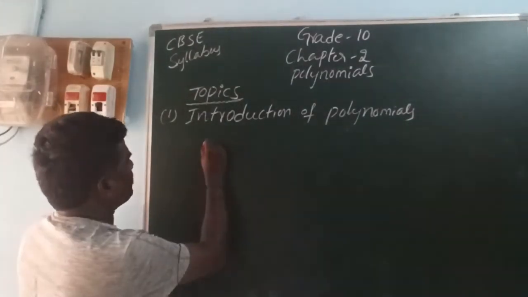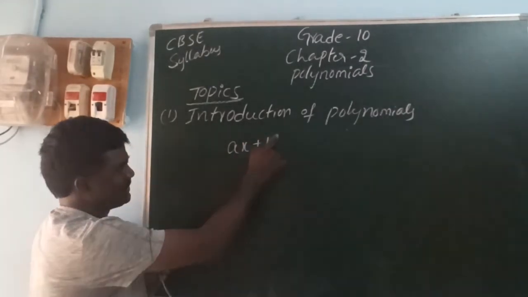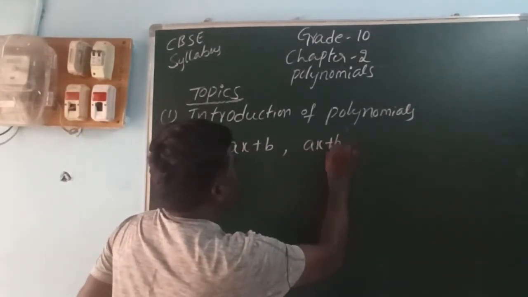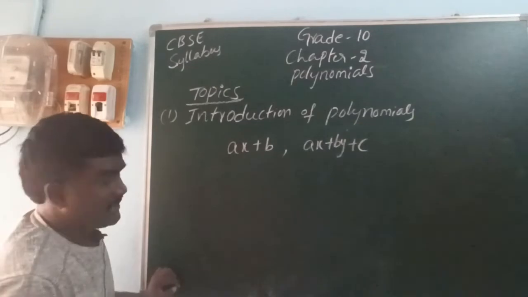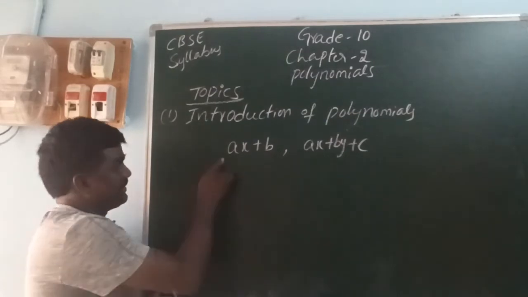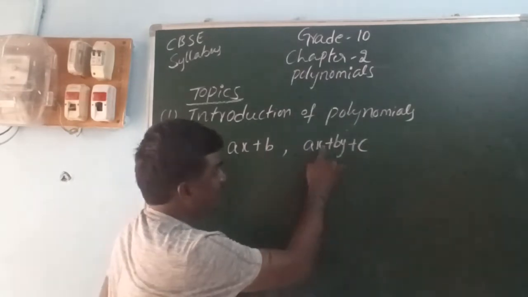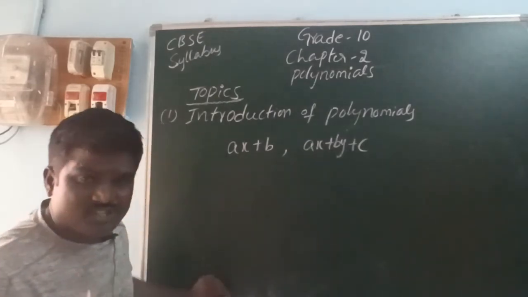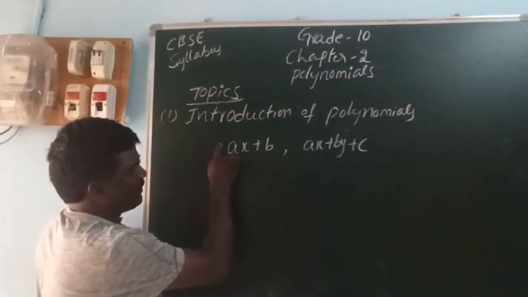Next, the general form of a linear polynomial is ax plus b. It is the general form of a linear polynomial with one variable. Next, ax plus by plus c is the general form of a linear polynomial with two variables. Here a, b, c are constants, x, y are variables. Here a, b are coefficients of x and y. Coefficient means what? The factor of a term is called a coefficient. So this is the general form of a linear polynomial.